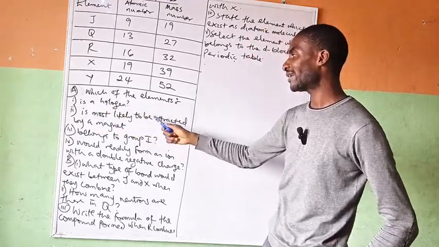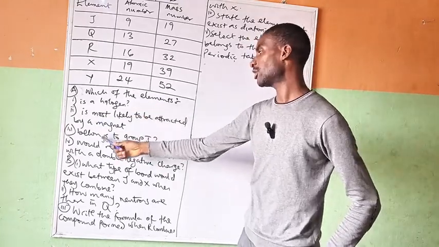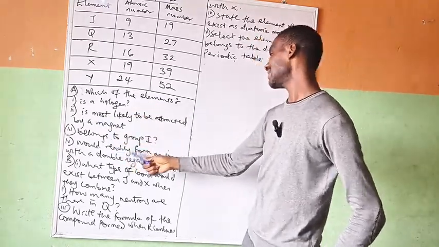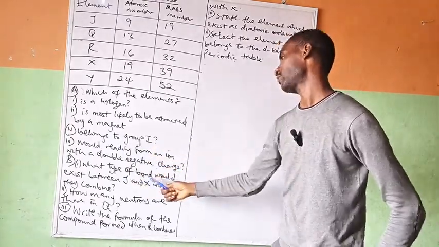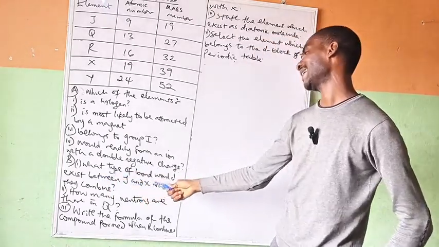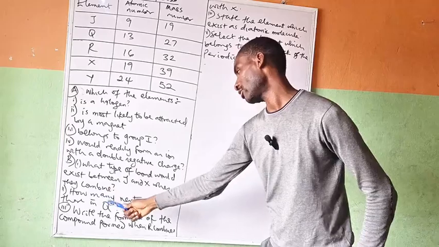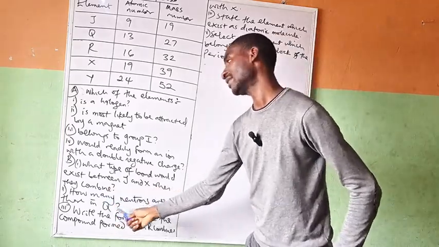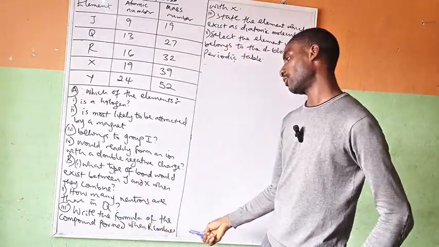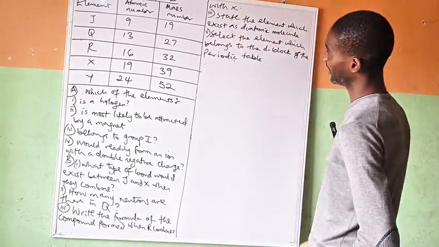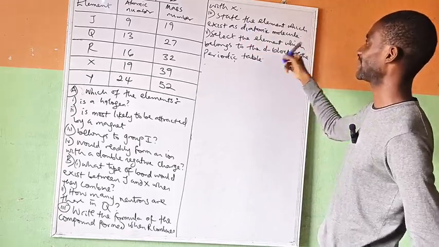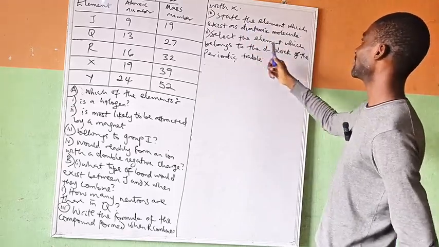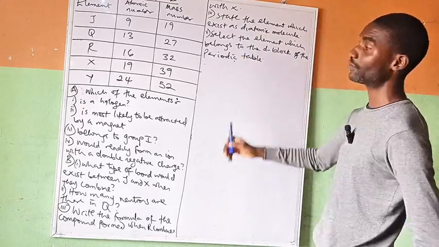Then which is most likely to be attracted by a magnet? Which belongs to group 1? Which would readily form an ion with a double negative charge? Then what type of bond would exist between J and X when they combine? How many neutrons are there in Q? Write the formula of the compound formed when R combines with X. Then state the element which exists as a diatomic molecule. Then select the element which belongs to the D block of the periodic table.